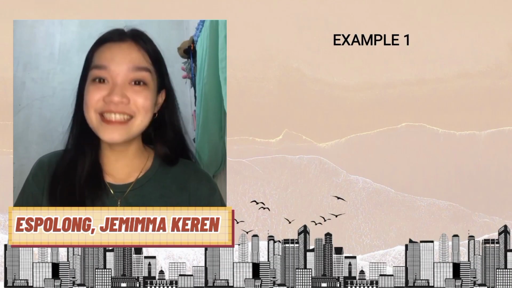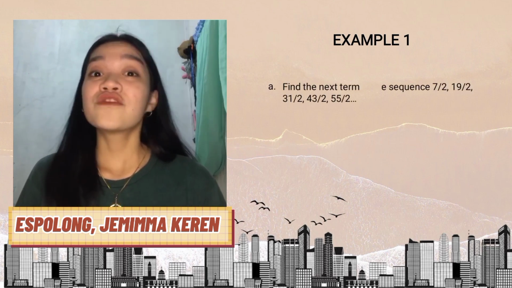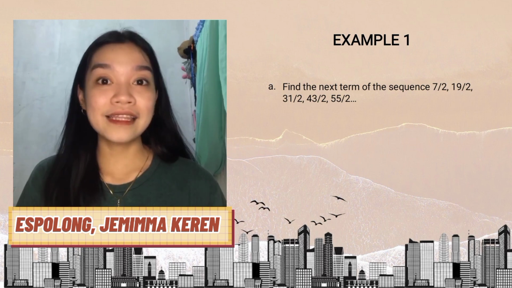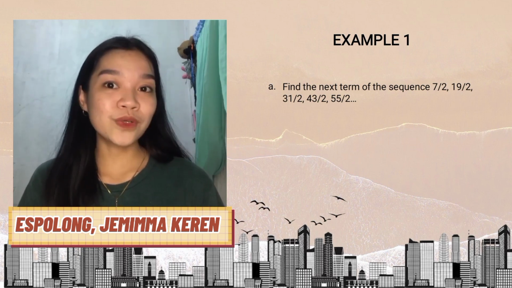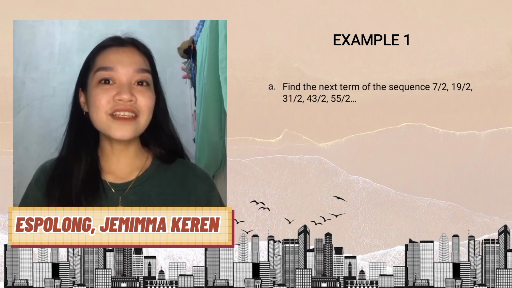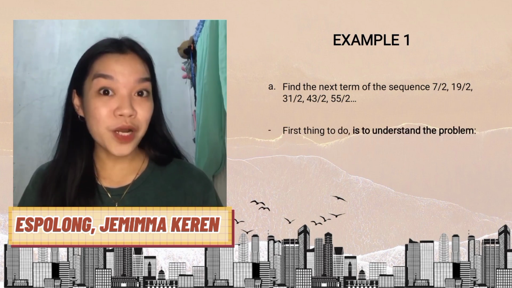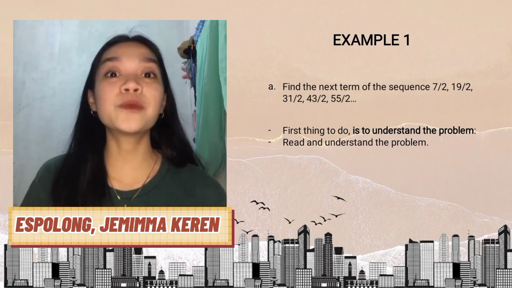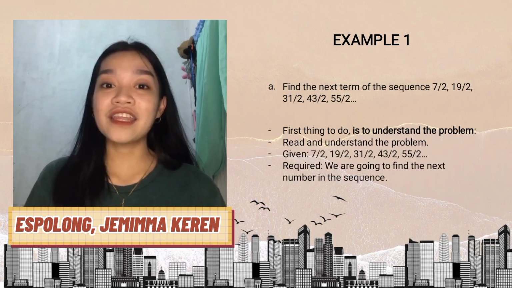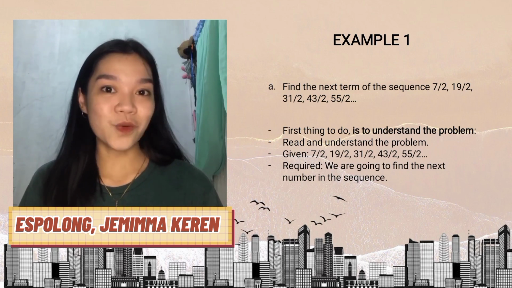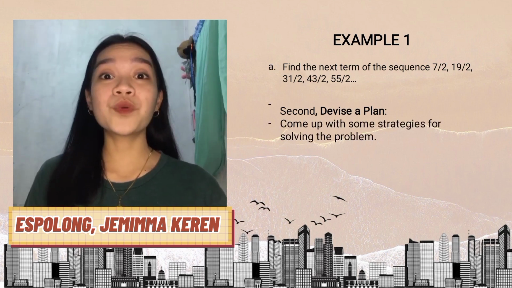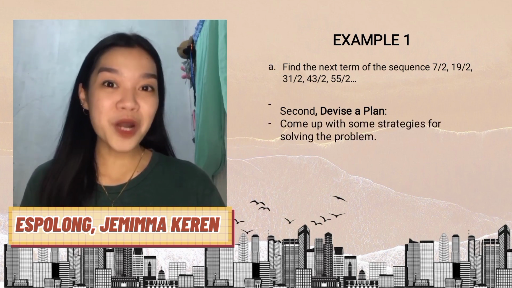Let's have an example. Number 1. Find the next term of the sequence 7/2, 19/2, 31/2, 43/2, and 55/2. First thing to do is to understand the problem. Read and understand the problem. Given, required: we are going to find the next number in the sequence. Second, devise a plan. Come up with some strategies for solving the problem.